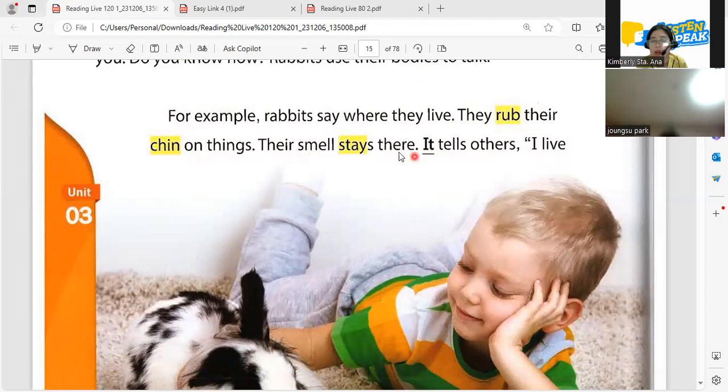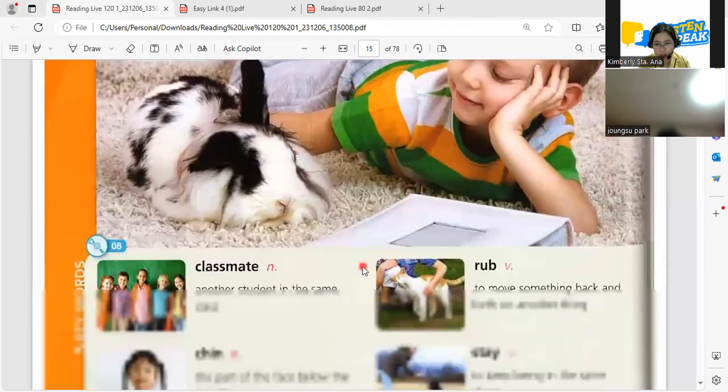Their smell stays there. Okay, Jimin, when they rub their chin on things, the smell stays there. So you can smell where rabbits live because they rub their body, they rub their chin. And that tells others that a rabbit lives there.